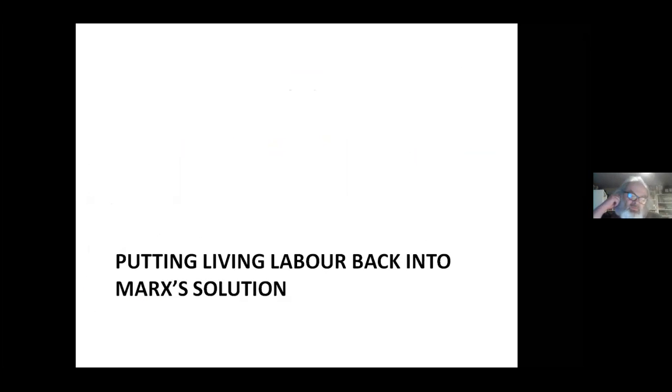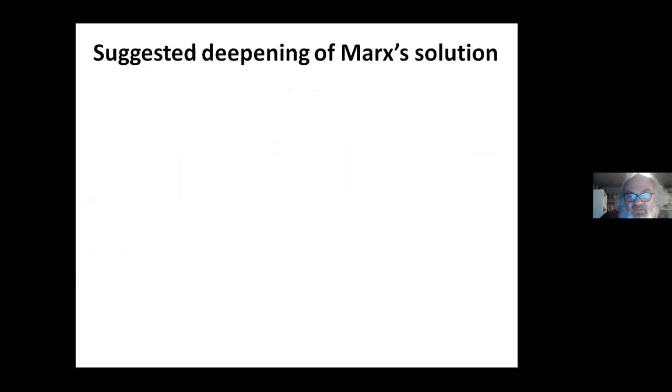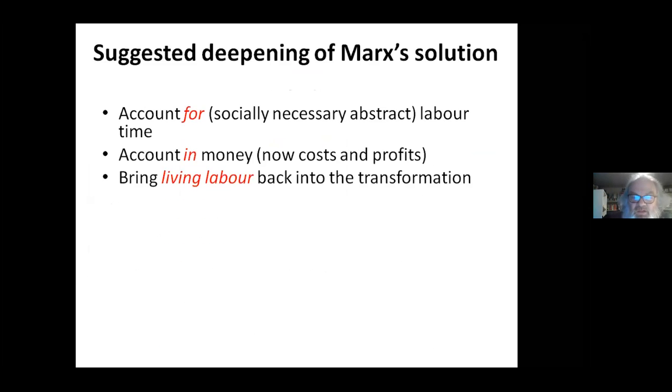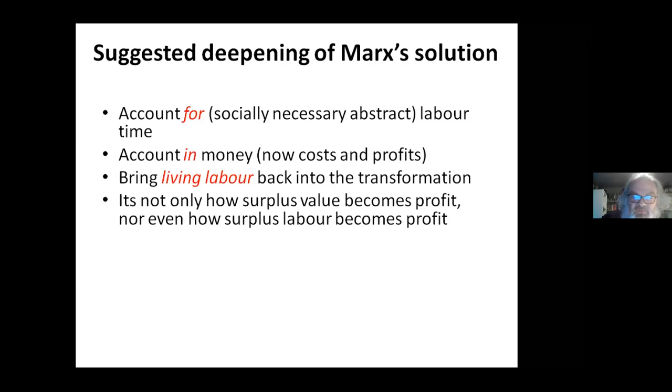So that was me sort of repositioning Marx's solution without really going much more deeply into it. But now that's exactly what I want to do. What the solution needs to do is to account for socially necessary abstract labor time, but account for it in money terms, which is now costs and profits. So we need to bring back living labor into the transformation.